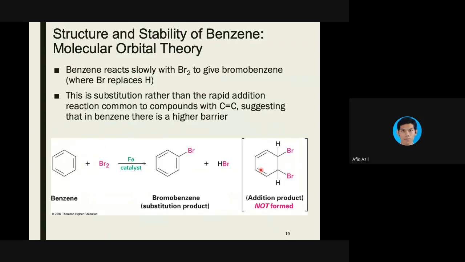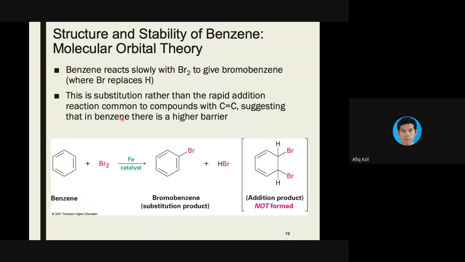So, the structure and stability of benzene based on the molecular orbital theory. So here it is stated that benzene will react very slowly with bromine to give bromobenzene, where this Br will replace one of the hydrogens over here. This is substitution rather than the rapid addition reaction common to compounds with C=C, which is alkene. Okay, so it does not undergo electrophilic addition reaction, but it undergoes substitution.